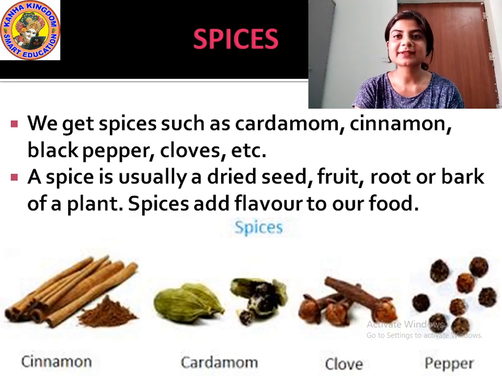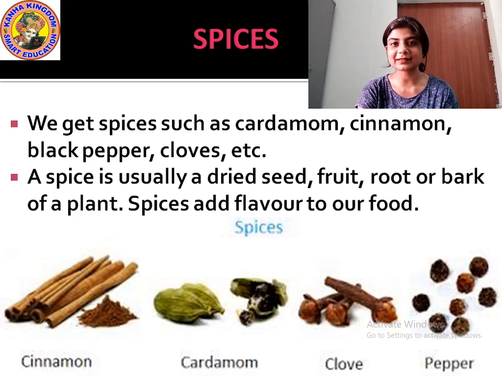Then now students come the spices. What do you mean by spices? Spices are usually a dried seed, fruit, root or bark of a plant. Spices are the seeds that are dried up, the fruit, the seeds, the root and the bark of a plant. Bark means the stem portion of the plant that is dried up. These are called spices.